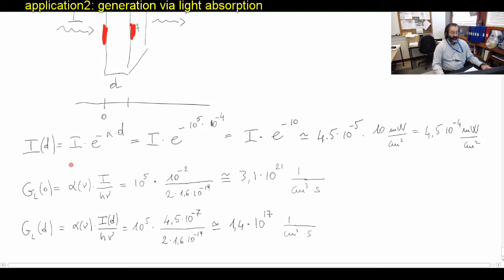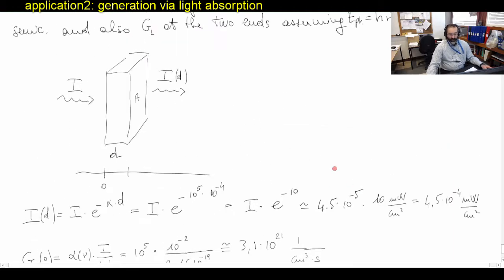So based on the Beer-Lambert law, the intensity of the light at depth d, so basically when the beam emerges, is I times e to the minus alpha times d. And so we put in the numbers. Alpha is 10 to the 5 per centimeter. D is 1 micron, which is 10 to the minus 4 centimeters. And so we get this very small value. As you can see, the intensity of the beam emerging is very small. Okay. The initial intensity was 10 milliwatts per square centimeter. Now the emerging beam is 4.5 times 10 to the minus 4 milliwatts per square centimeter.